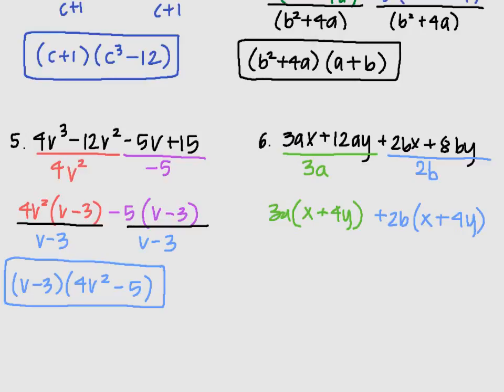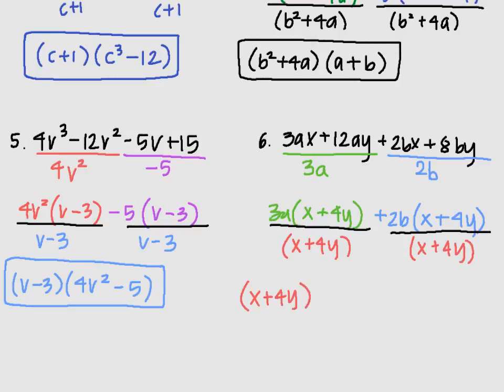And now looking at the 2 terms that I have, the 3a times x plus 4y, and then the 2b times x plus 4y, what they both have in common is the x plus 4y. So I'm going to factor out x plus 4y from both of those terms. And when I factor out x plus 4y, or divide the first term by x plus 4y, I have 3a, and when I divide x plus 4y from the second term, I'm left with positive 2b. Last reminder, please check your answer by using the distributive property.